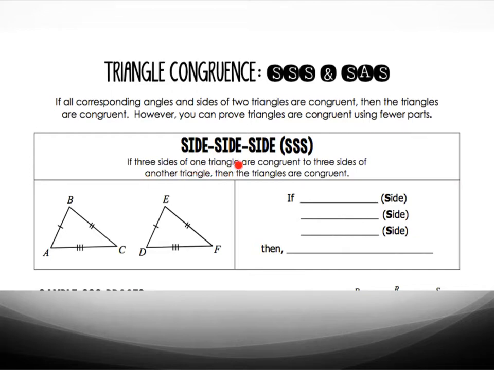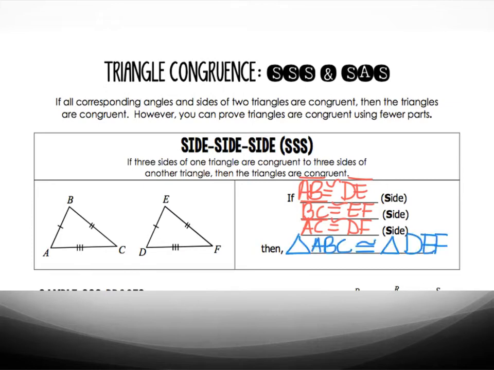If we can show that three sides of one triangle are congruent to three sides of another triangle, then we can say that the triangles are congruent. So looking at the picture and the markings, I can tell which sides are congruent. One tick mark, so those are congruent. Two tick marks, so those are congruent. Three tick marks, so they are congruent. Therefore, we can say triangle ABC is congruent to triangle DEF.